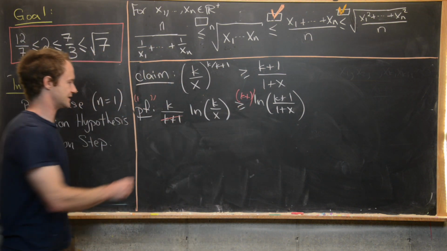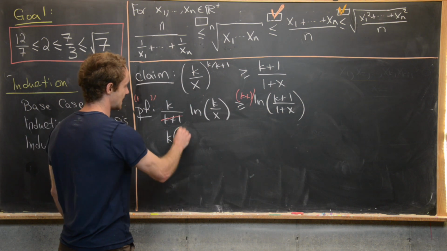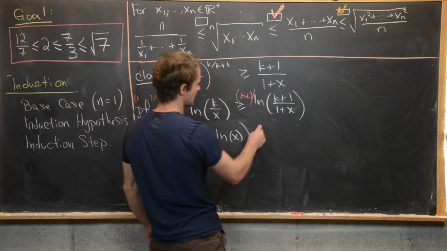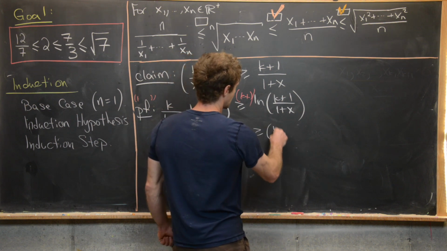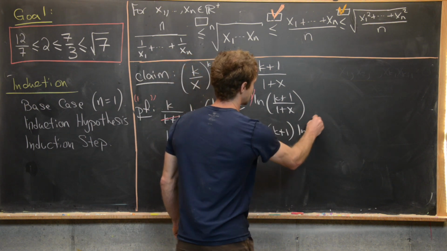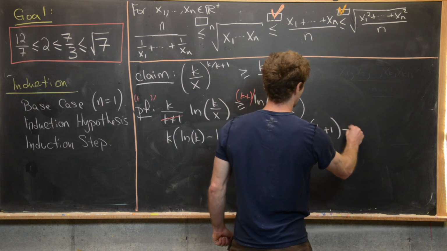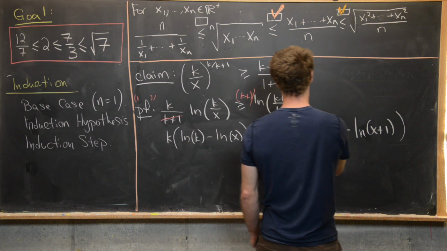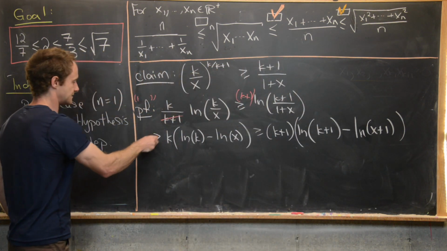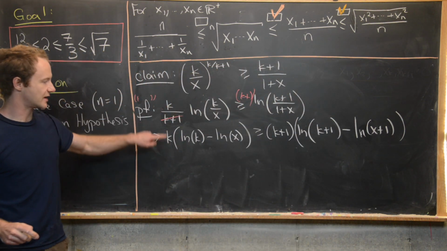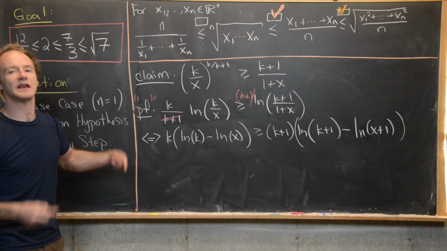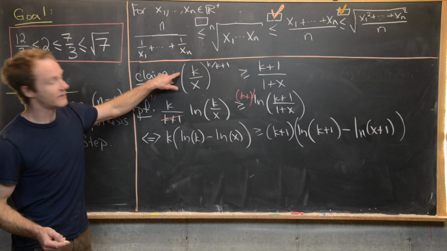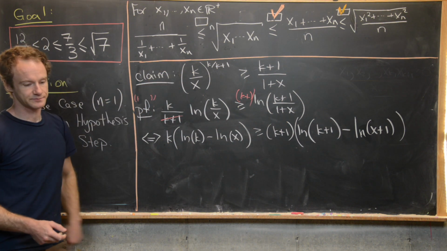So let's see what that gives us. That gives me k times natural log of k minus natural log of x is bigger than or equal to k plus 1 times the natural log of k plus 1 minus the natural log of x plus 1. Great. And so in other words, the inequality right here is equivalent to this inequality. And then again, since the natural log is an increasing function, that is equivalent to our goal inequality.